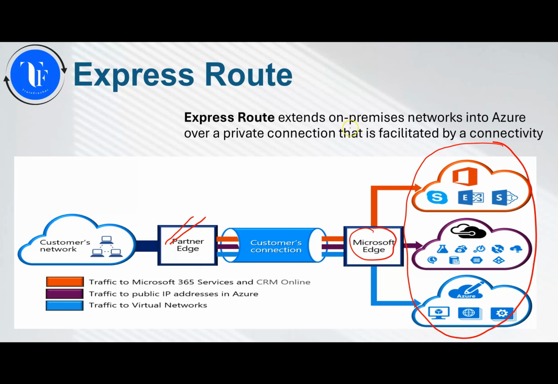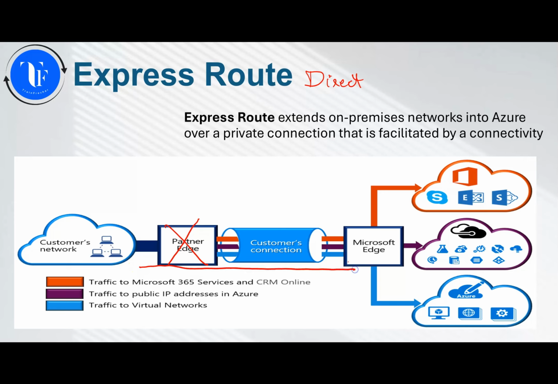So it extends on-premise networks into Azure over a private connection that is facilitated by a connectivity provider, as I said, a partner network. Traffic to M365, traffic to public IP addresses, traffic to virtual networks, everything is taken care of by this. Many companies might have a problem with this partner edge network. So there is something Microsoft has known as Direct. ExpressRoute Direct is available, where the connection goes directly from your center to Microsoft.